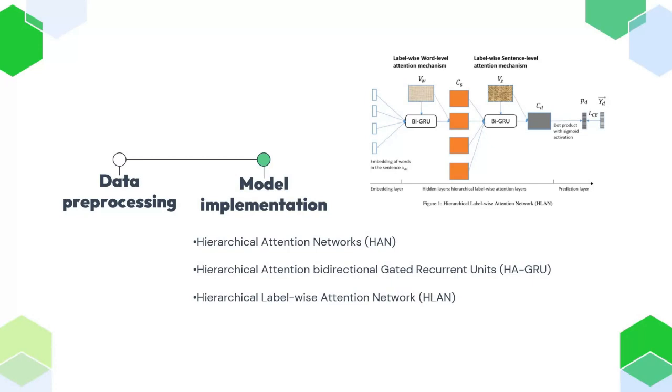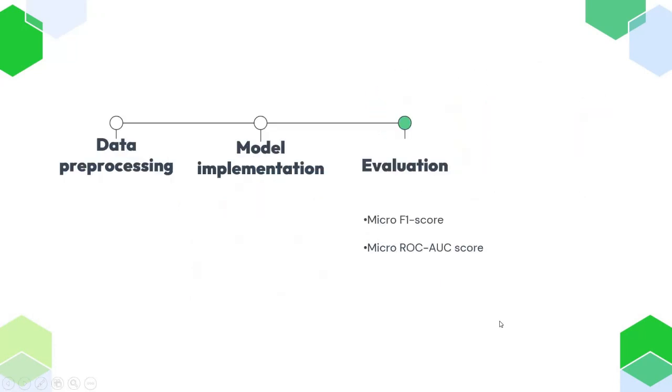Now that we have some inkling about the models, we move to the next step, which is evaluation. In order to assess the performance of the models, we made use of two metrics, which are micro F1 score and micro ROC AUC score. The micro F1 score measures the harmonic mean of precision and recall, providing a balanced view of model performance across all classes, whereas micro ROC AUC score evaluates the area under the receiver operating characteristic curve, indicating the model's ability to distinguish between classes.